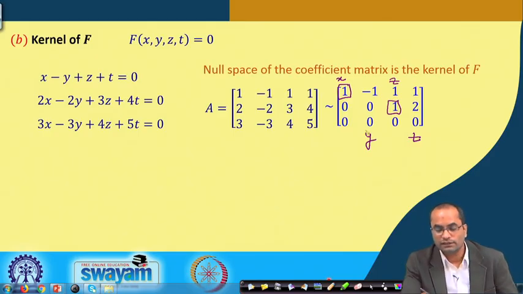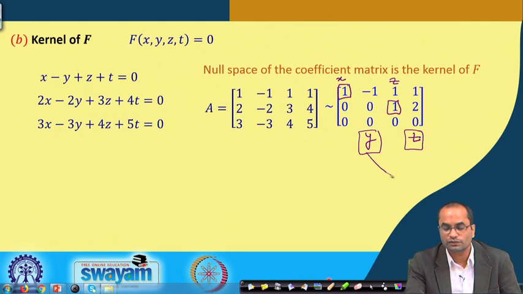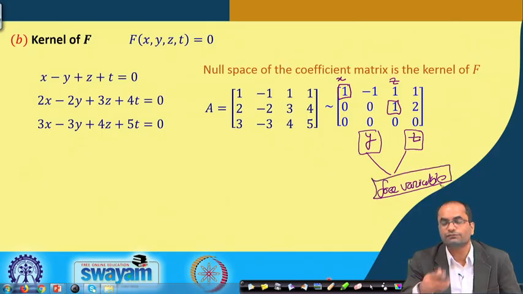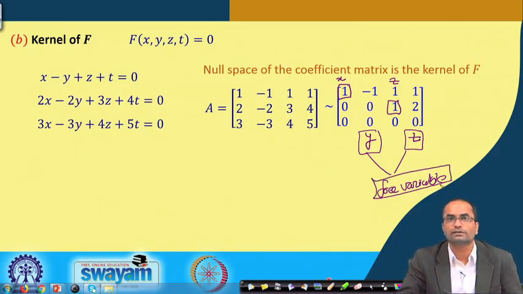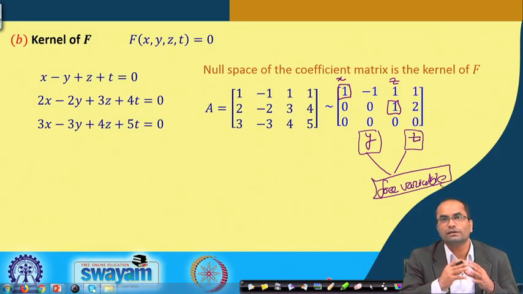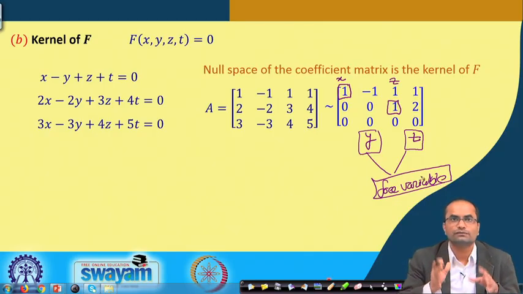So, here these are the columns where we do not have a pivot. These are what we call the free variables. There are two free variables, and that will define exactly the nullity or the dimension of the null space, which will be 2 here. So, the dimension of this kernel is clear, it is going to be 2, and to find the basis we have to write down its solution now.